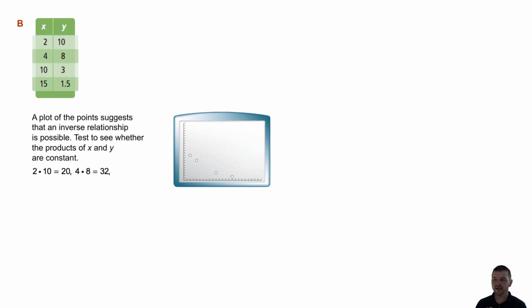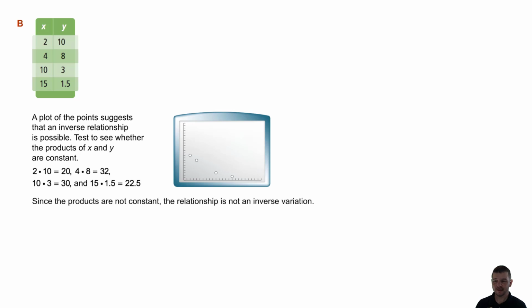So our products are not constant. We can check the rest. 10 times 3 is 30. 15 times 1.5, 22.5. So we state, since the products are not constant, the relationship is not an inverse variation.